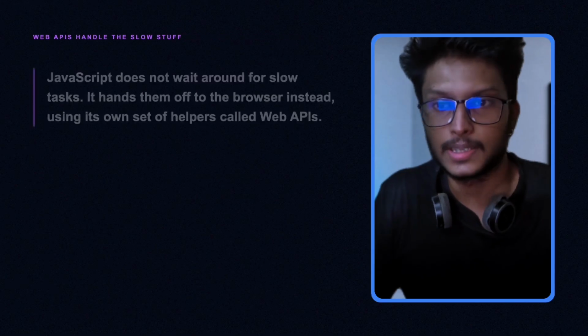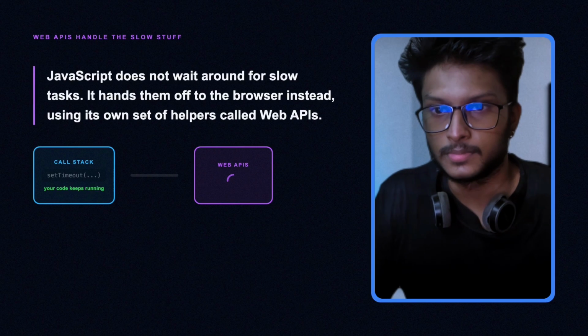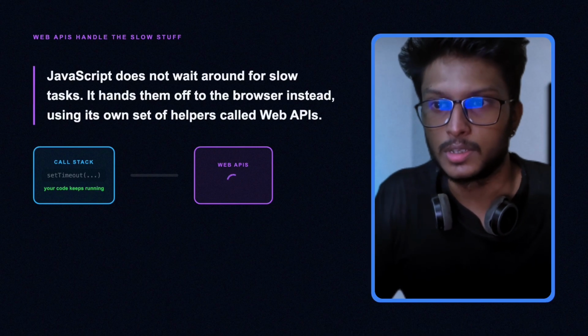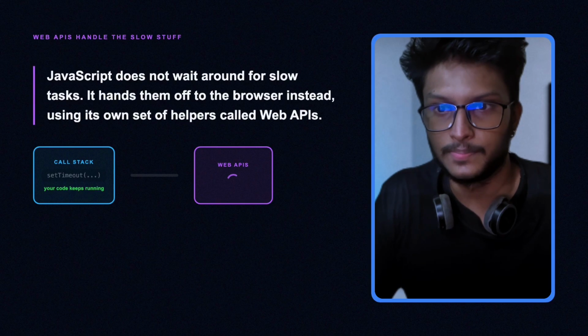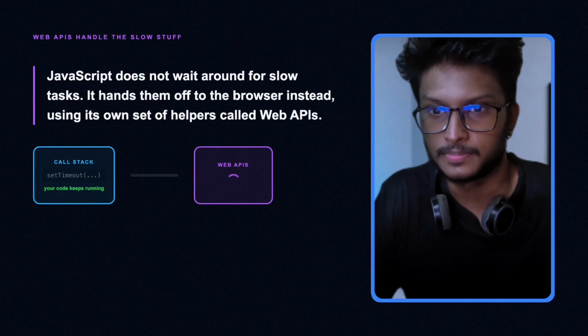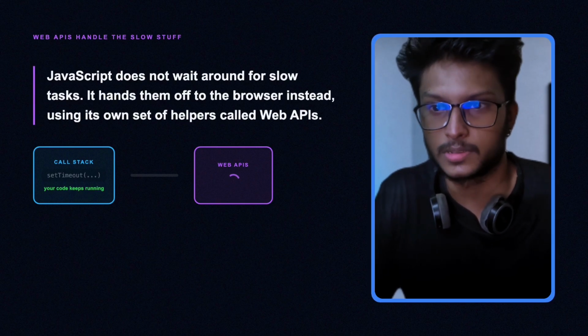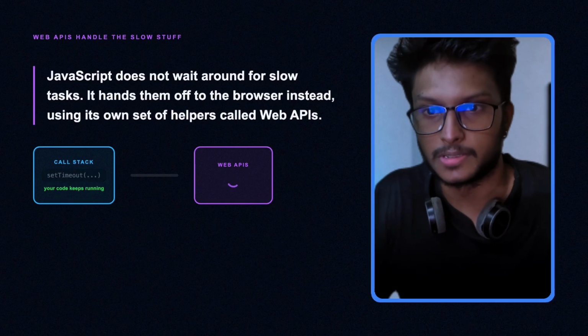But what happens when something takes a long time, like a timer or request to a server? Let's say this. Web APIs handle the slow stuff. JavaScript doesn't wait around for slow tasks. It hands them over to the browser instead. The browser has its own helpers, and that's called web APIs.